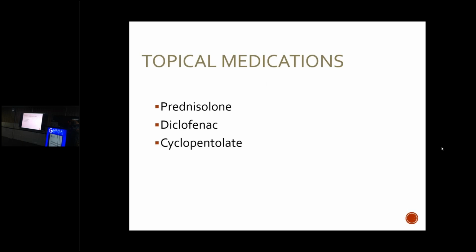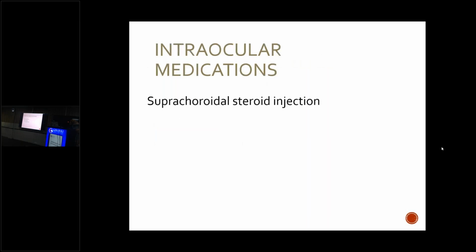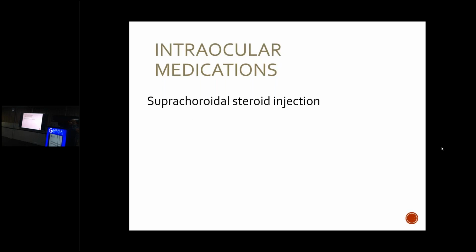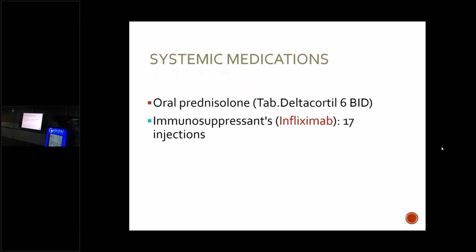We started our management topically with prednisolone eye drops, diclofenac eye drops, and cyclopentolate eye drops. Topical treatment could be adequate if there was no involvement of the posterior segment. But as the posterior segment was also involved in our patient, we offered a suprachoroidal steroid injection. Involving the rheumatologist, they prescribed systemic medications: oral prednisolone tablets, Deltacortril, 6 tablets in the morning and 6 in the evening. These were tapered off on successive visits.